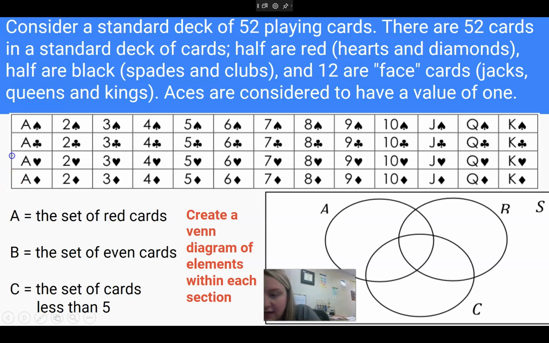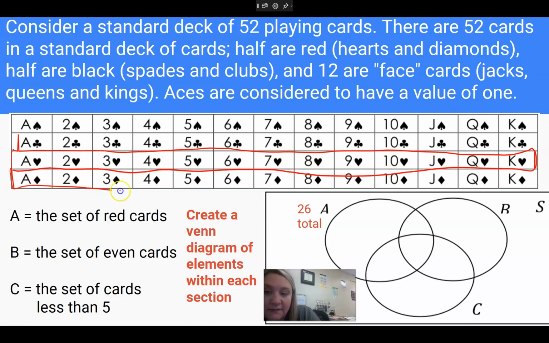So these are all red. These are red. My line is not straight, and I'm sorry. And those are red. Okay, but the top two are black, but the bottom rows are red. All right. There are 12 face cards, jacks, kings, and queens. We're going to have the aces for this scenario be considered to be a value of 1.